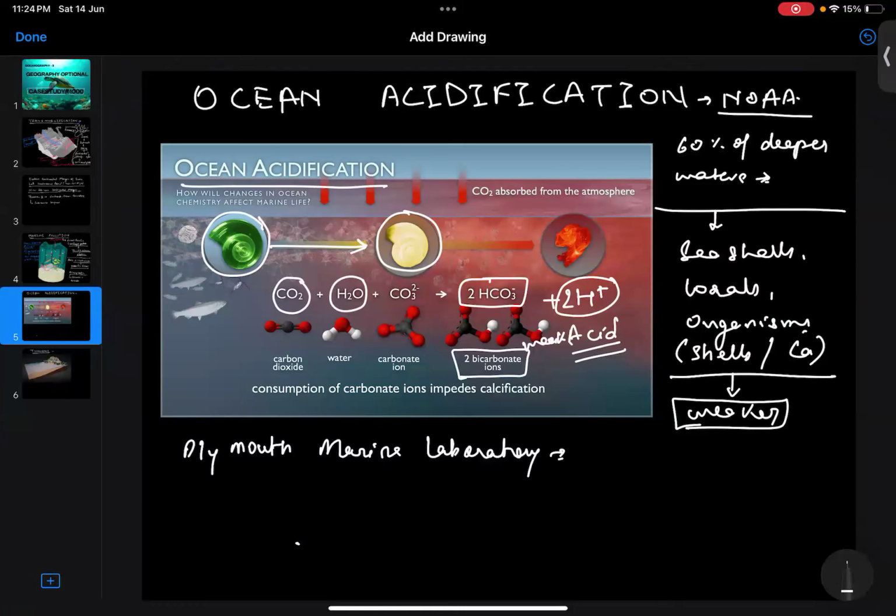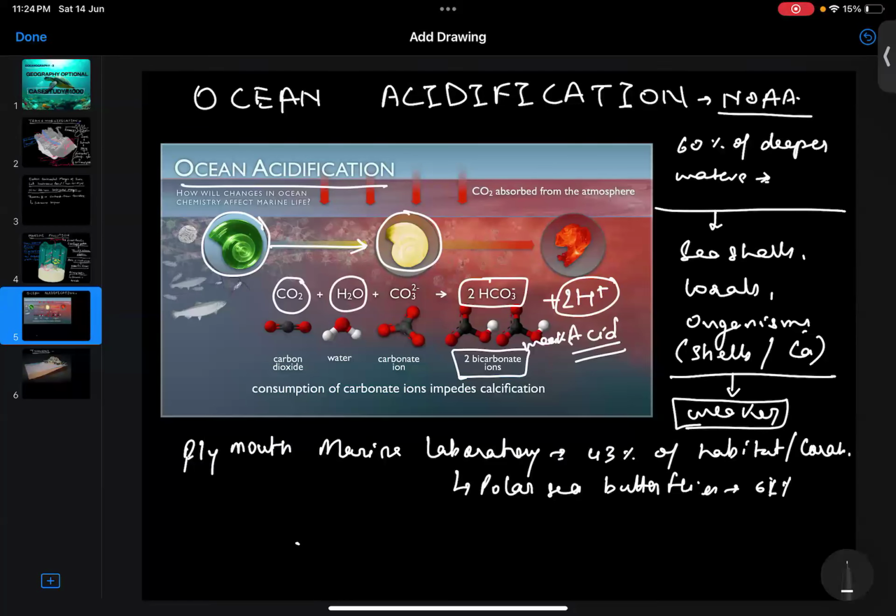So they have found that the selected coral reefs have almost lost 43% of their habitat, that is corals. While the polar sea butterflies have lost 61% of their habitat. This is happening because of the increased absorption of CO2 by the ocean water.